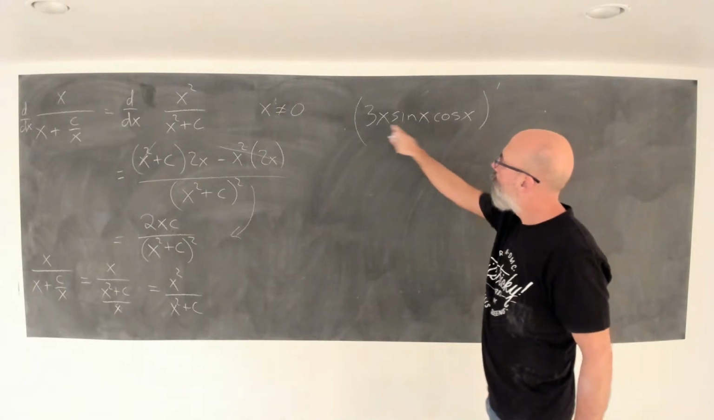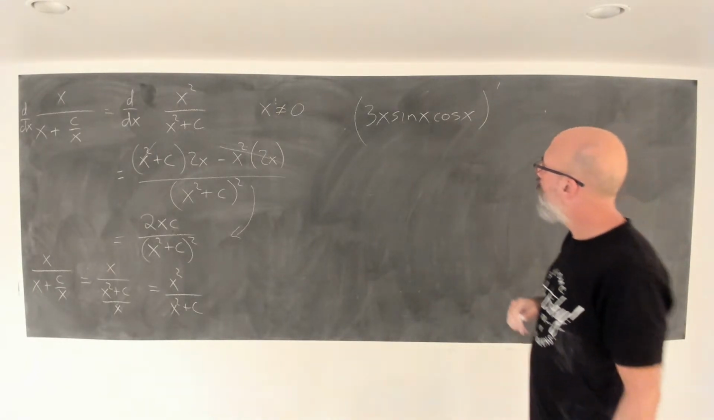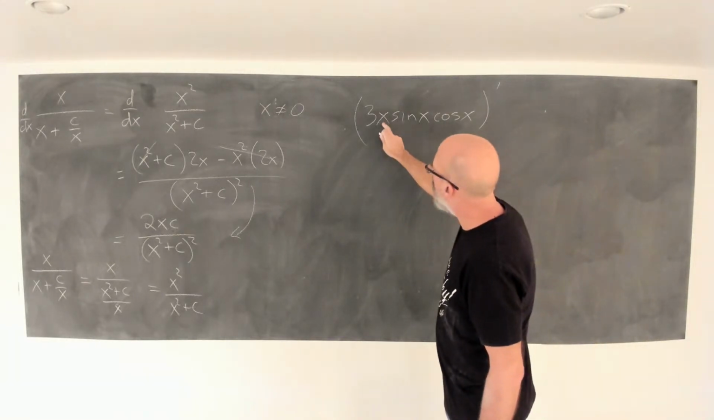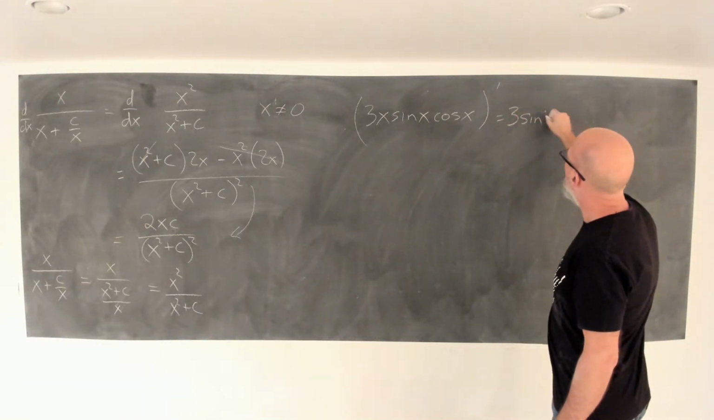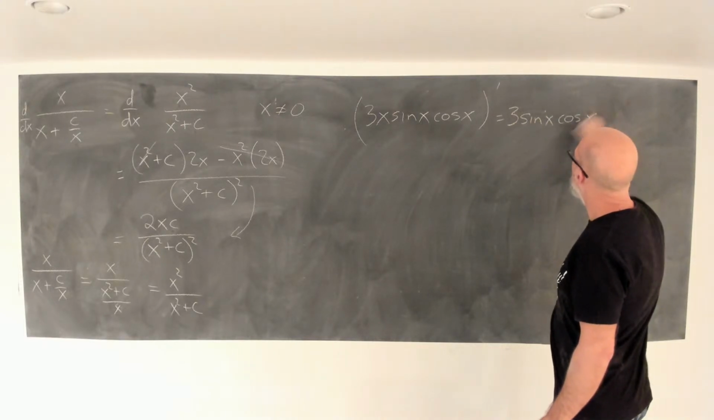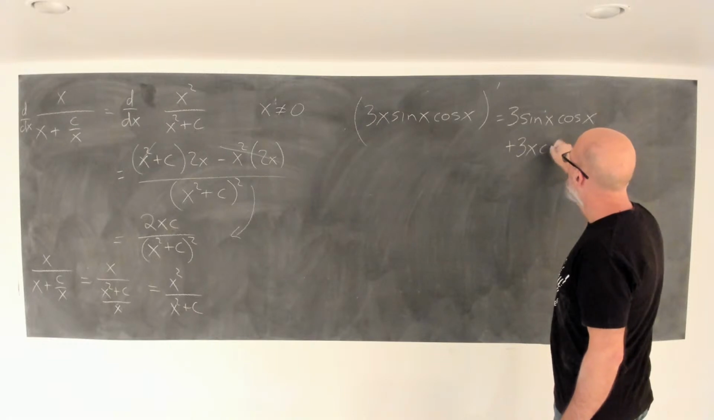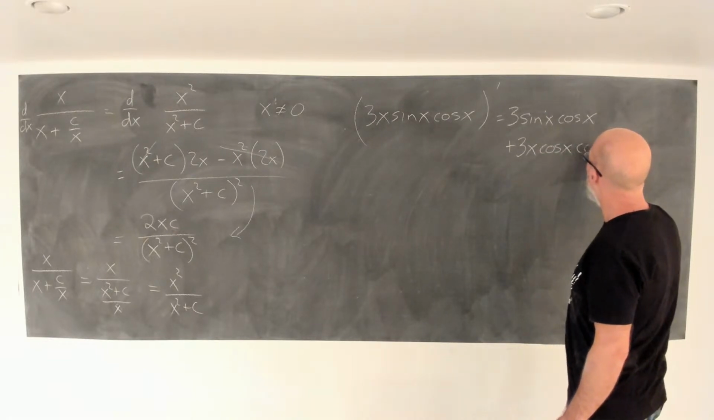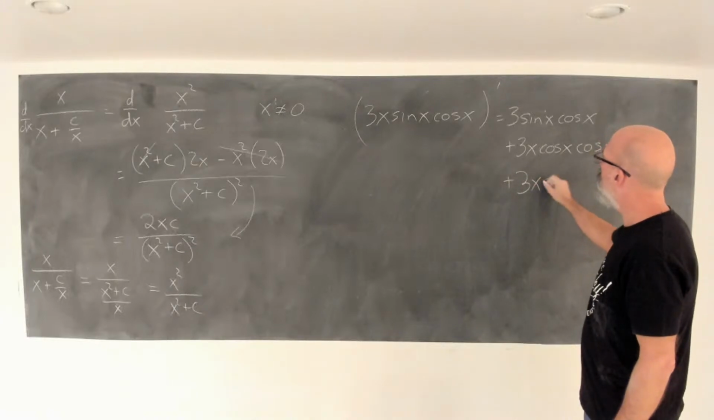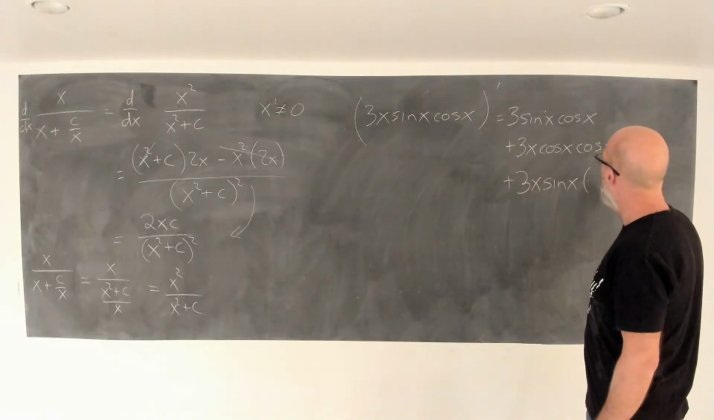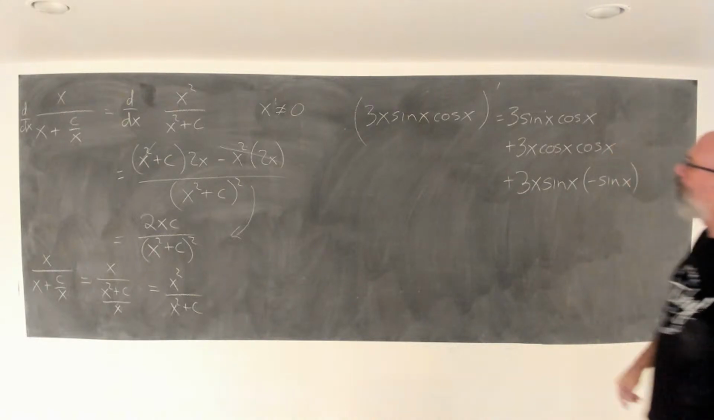Derivative of this, well, you recognize you have three things multiplied together, right? So you know what to do. We'll differentiate the first one, leaving the other two fixed. Plus, leave the first one fixed, differentiate the second one, leaving the third one fixed. Plus, leave the first two fixed, differentiate the third one. There it is.